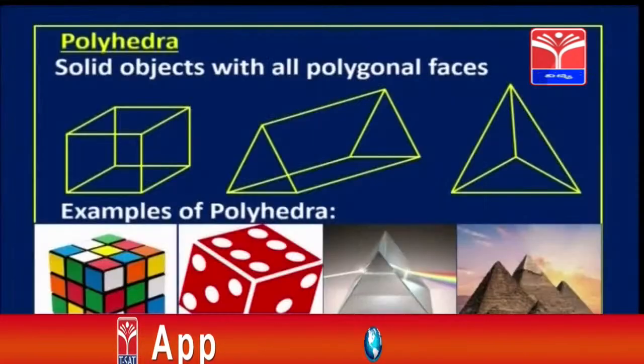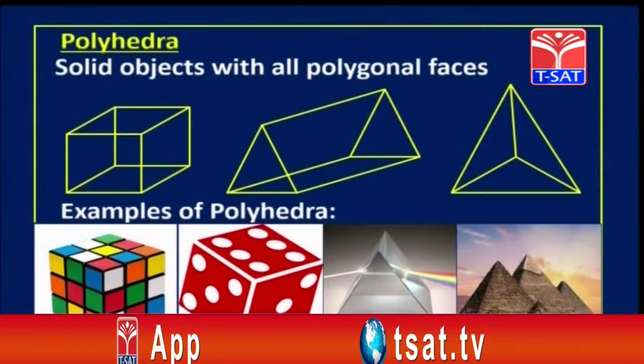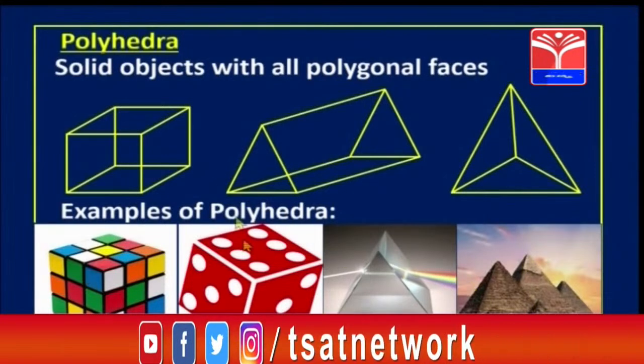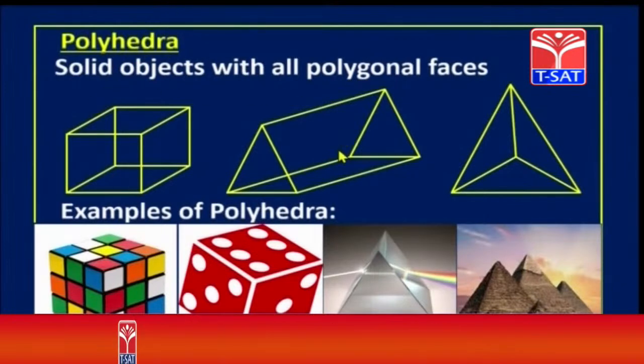Children, now you can see the names of the examples here. First one is Rubik's cube, second one dice, third one glass prism, fourth one pyramids. These are all examples for which one, children? Yes, polyhedra, because these are 3D objects which have only polygonal faces.